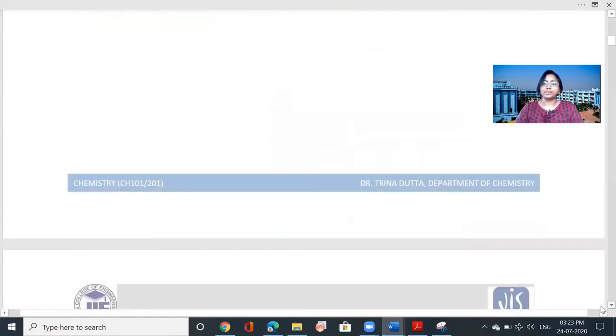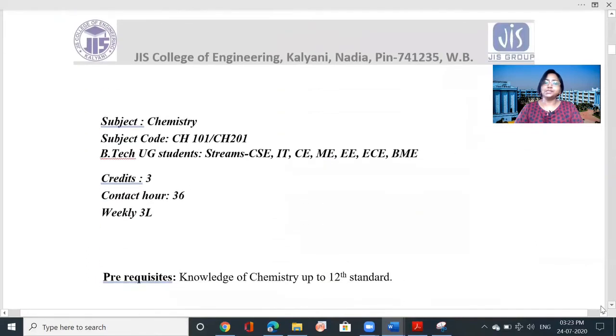The course is chemistry, the subject code is CH101 for odd semester and CH201 for even semester. This course is for BTech undergraduate students, and the streams are CSE, IT, Civil, Mechanical for even semester and Electrical, EC, BME for odd semester. The credits are 3, the contact hours are 35, and I will take 3 lectures weekly. The prerequisite knowledge required to understand the concepts is 12th standard.